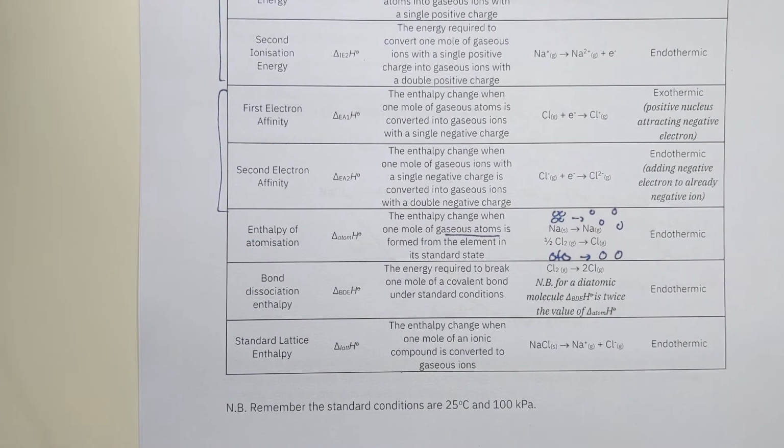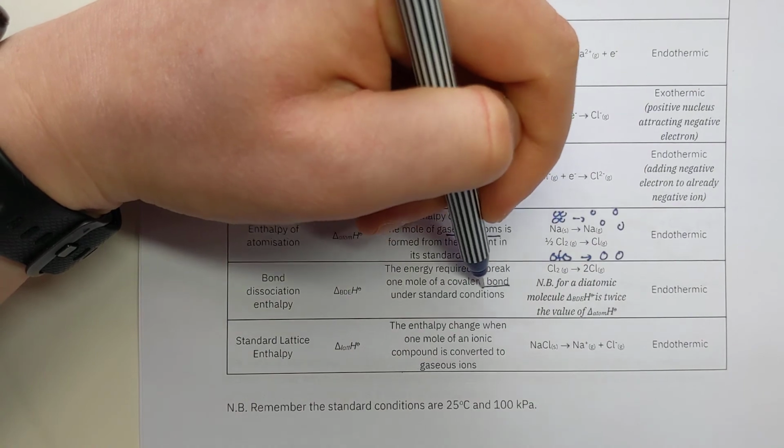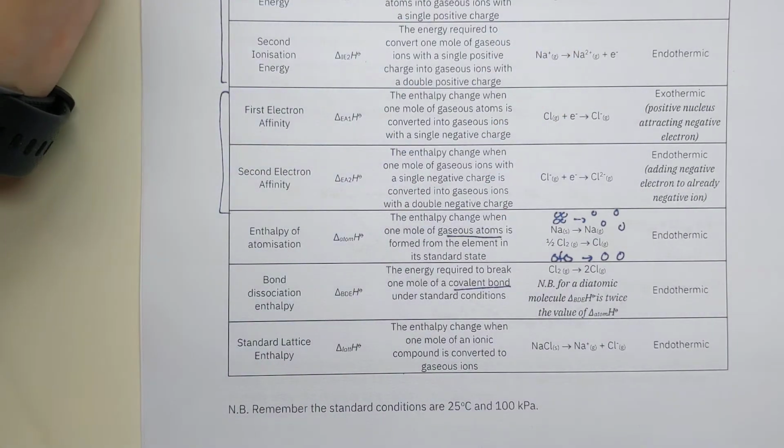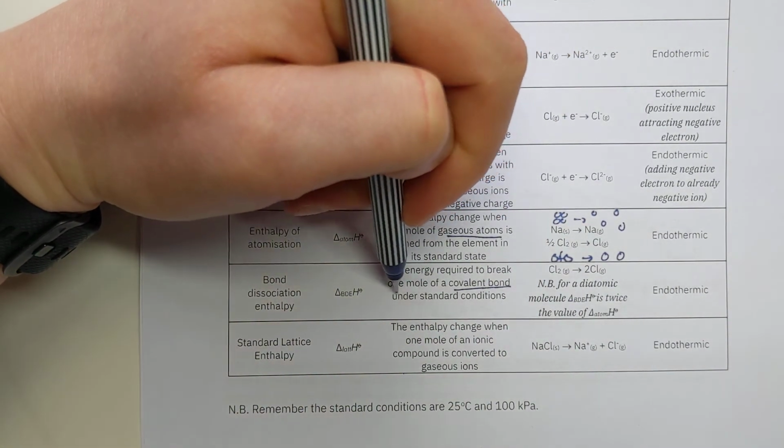It's called bond dissociation enthalpy, which we did technically use when we were looking at bond breaking, bond making calculations in energetics. This is the energy required to break 1 mole of covalent bonds under standard conditions. So it's only for covalent molecules, because that's in the definition. It's breaking covalent bonds, and it's breaking 1 mole of them.